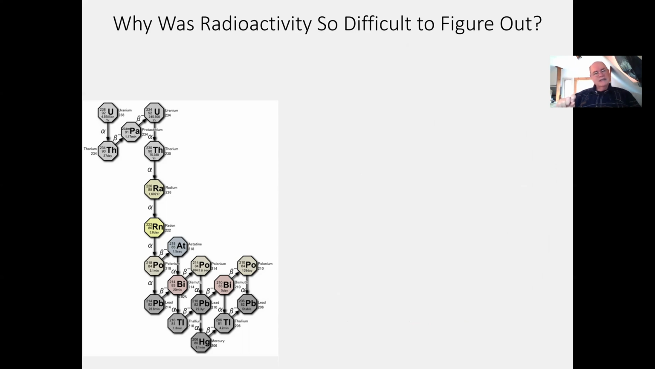Why was radioactivity so difficult to figure out? This took a long time with many, many scientists. Rutherford, Hahn, Ramsay, Soddy, these are the great names, but many, many scientists working on this, as you can imagine. Radioactivity is one of the most fascinating phenomena of the time. So many people wanted to work on it. Why was this so difficult? Well, here's an answer here.